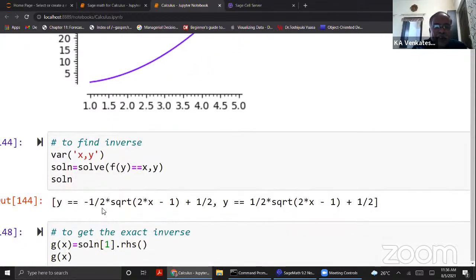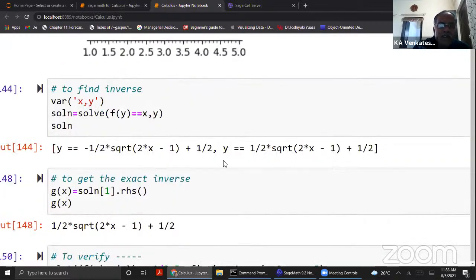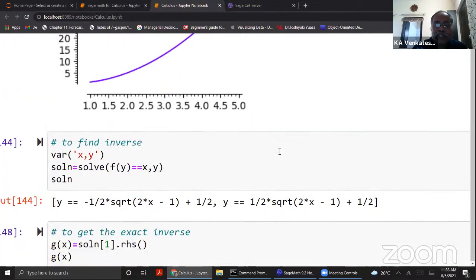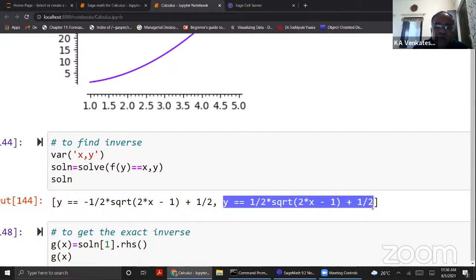The solution is y equal to minus 1 by 2, 2x minus 1. So this is the solution, we'll get it. Now when you look at this, I want only one value because we want the positive side. There is a minus and a plus because we have taken this side, so positive is required. Therefore I want the second component of this. So how to extract the second component?